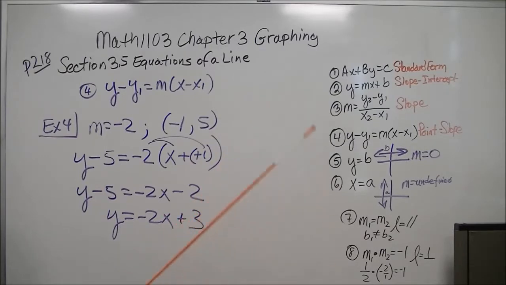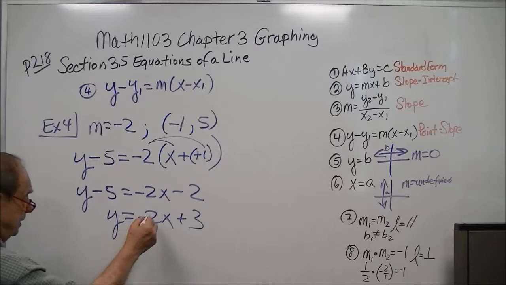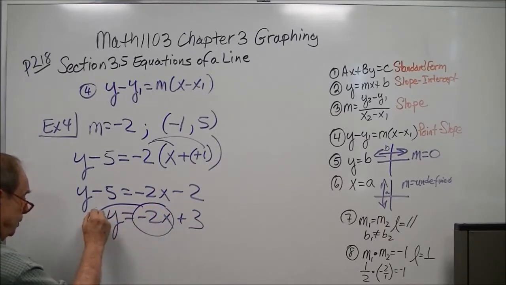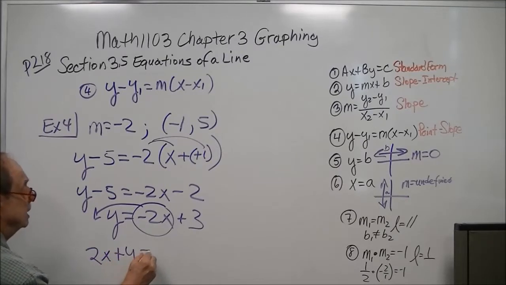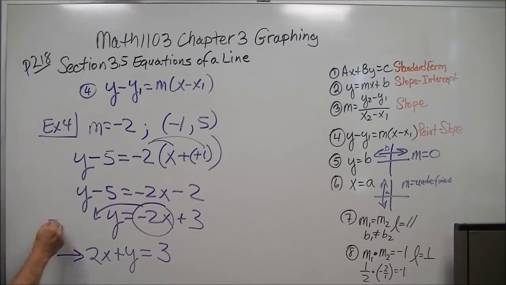but they said they also want it in standard form. So for standard form, I have to take this, bring it over. It becomes 2x plus y equals 3. And there's our standard form, and that was the slope-intercept.